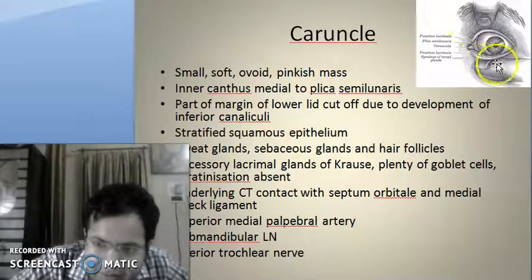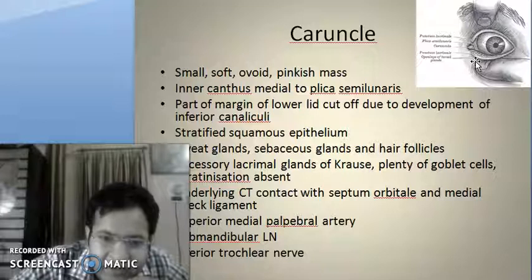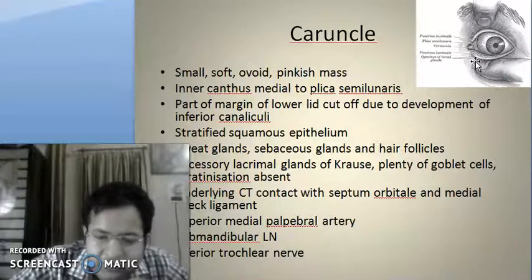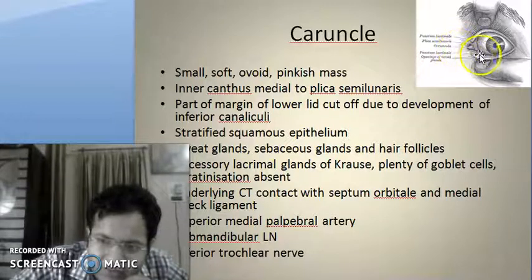It is considered a part of the margin of the lower lid, cut off due to the development of inferior canaliculi. What is inferior canaliculi? Inferior canaliculi connects the punctum to the common canaliculus. And what is common canaliculus? The canaliculus formed by joining of inferior canaliculi and the superior canaliculi from the upper punctum. It forms the common canaliculus.